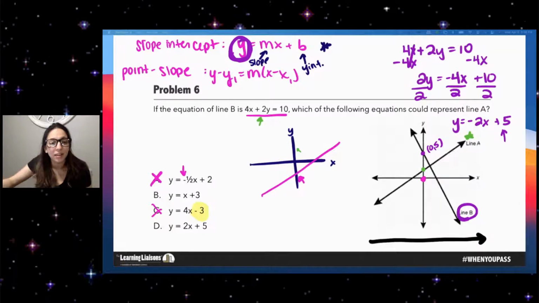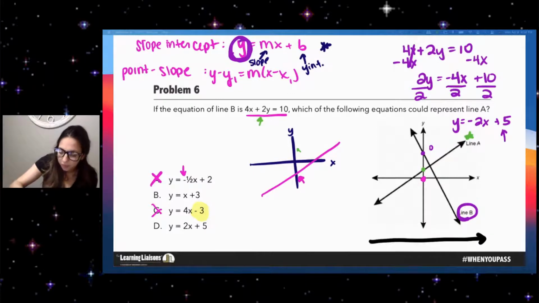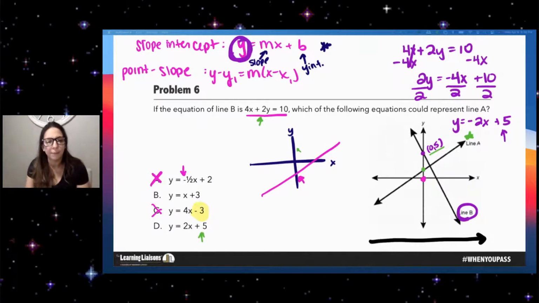Now, between B and D, I would have to solve line B to give me more information. If line B crosses the y-axis at 0, 5, is it possible for line A to have a y-intercept of 5? No. If line A had a y-intercept of 5, it would look like that. It would cross at that same point.